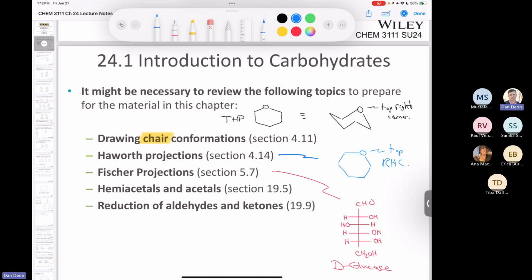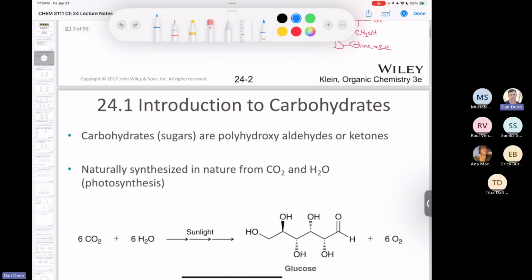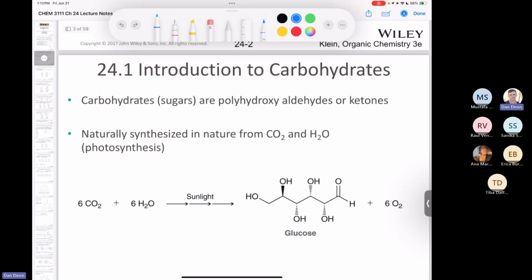Sometimes you'll hear me just say sugars, and when we're talking about carbohydrates, sometimes people will say we're just talking about sugars, all right? So it says here, carbohydrates or sugars are polyhydroxyaldehydes or ketones. If you take a look at this molecule here, this is a different form of glucose, okay? What I drew on the previous slide was a Fischer projection of glucose, but this is also the structure of glucose. You can see it's got a total of 1, 2, 3, 4 chiral centers in the molecule, and it has an aldehyde in it, and then we have 1, 2, 3, 4, 5 hydroxyl groups, and so we say it's a polyhydroxyaldehyde.